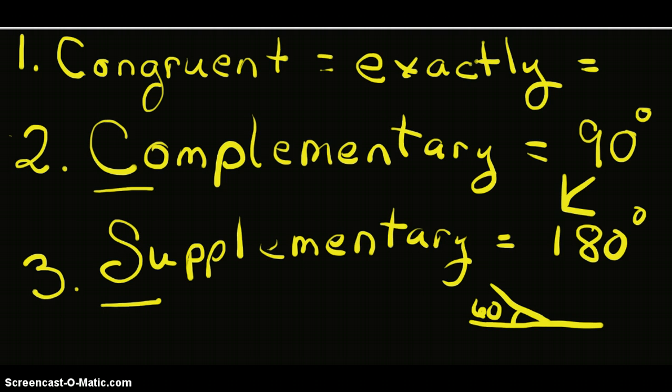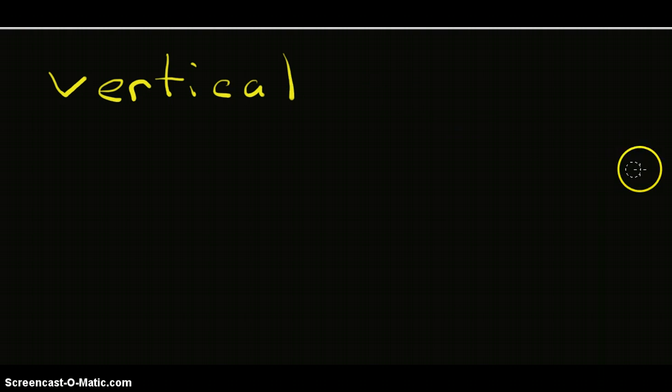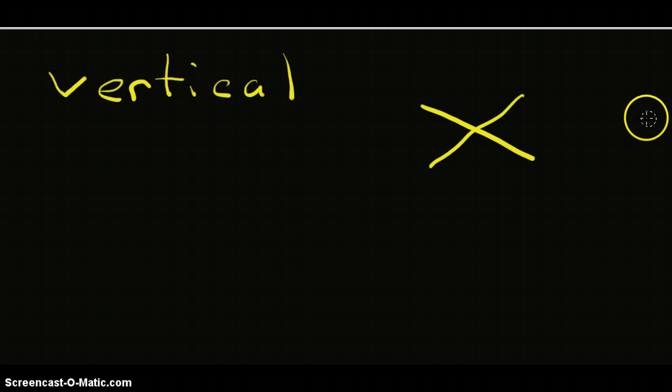But whatever you have to do, just do it to remember those terms because they're going to be very important to you later on. The next term that we're going to define is vertical angles. And vertical angles can be defined as angles that are formed when two lines cross. That's it. We've got 4 angles there.